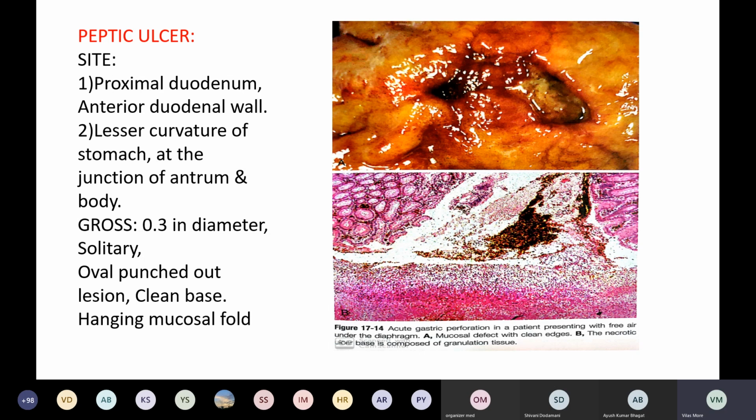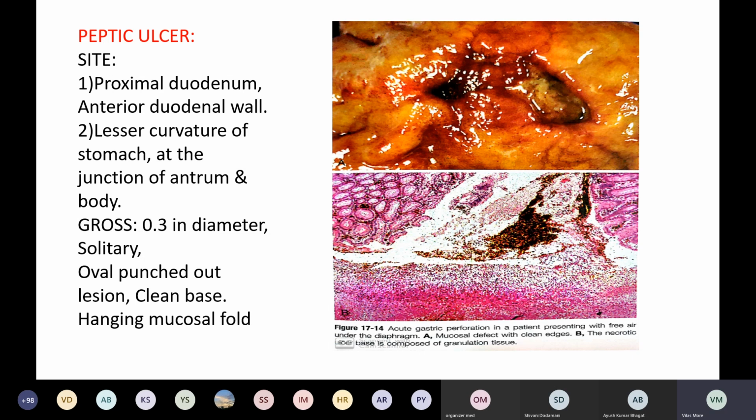For peptic ulcer, the gross site is usually the proximal duodenum. That too, the anterior duodenal wall is the most common. In the stomach, the lesser curvature at the junction of antrum and body is the most common site. Grossly, a peptic ulcer is usually less than 3 centimeters in diameter, single, solitary, oval, punch-out lesion with a clean base, and there may be a hanging mucosal fold.